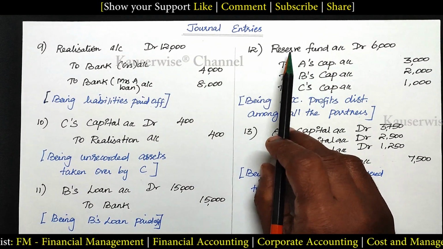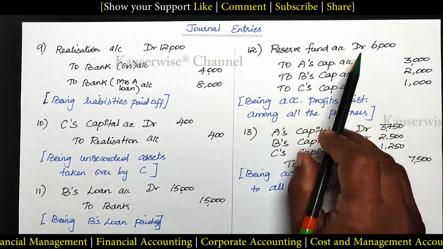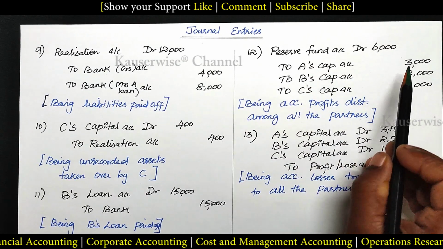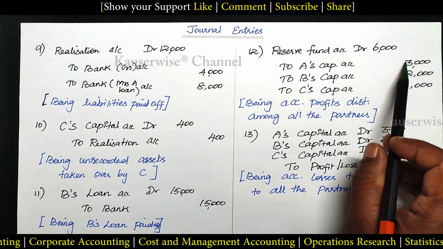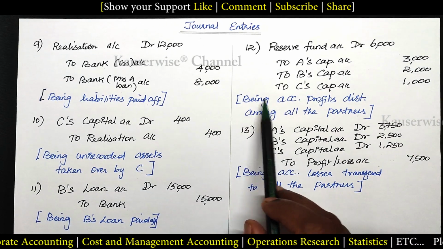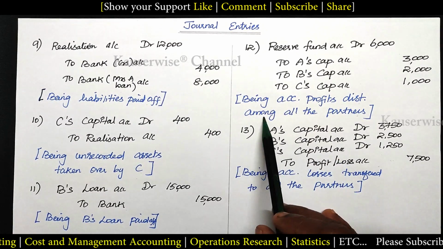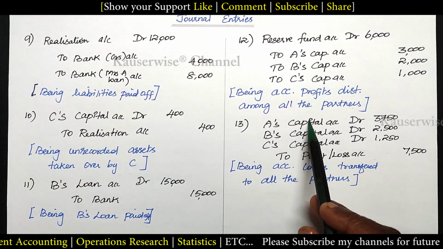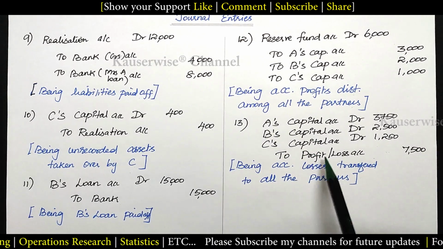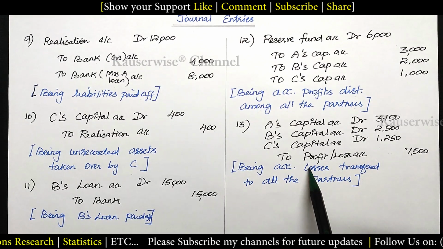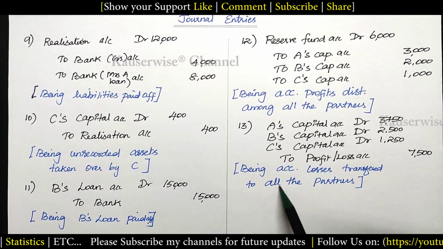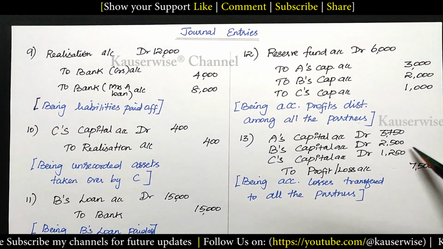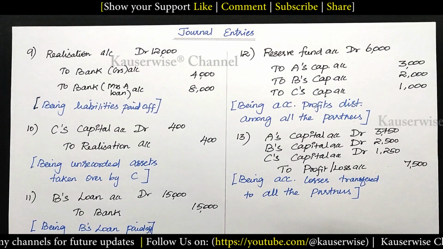Okay, see the first one. This is the transfer entry of accumulated profit. Reserve fund account debit to all partners' capital account according to their profit sharing ratio 3:2:1. Okay, being accumulated profit distributed among all the partners. And the next one, transfer of losses. All the partners' capital account debit to profit and loss account, being accumulated losses transferred to all the partners' capital account according to their profit sharing ratio 3:2:1. Okay, now see the problem.